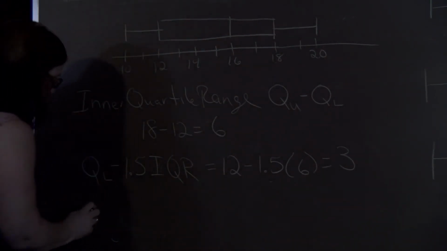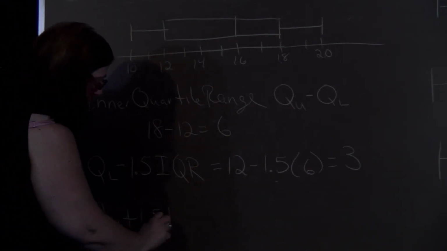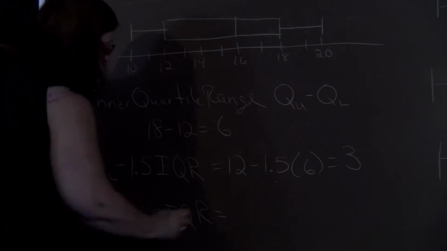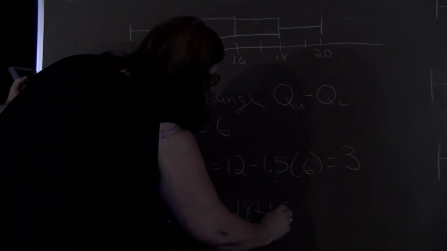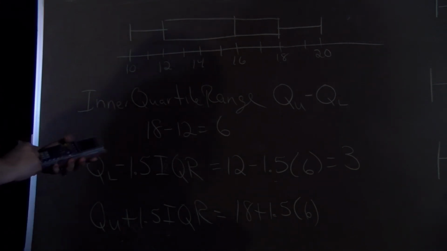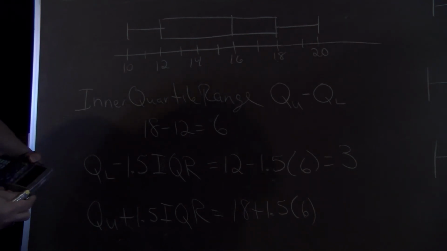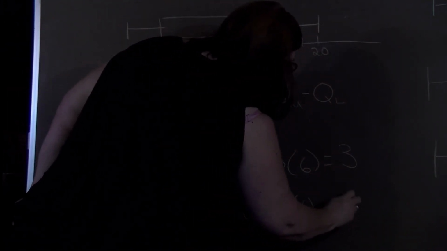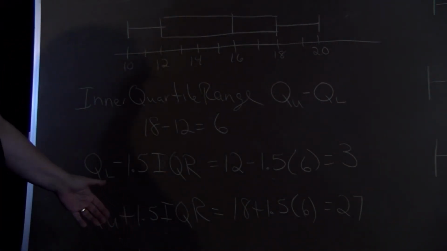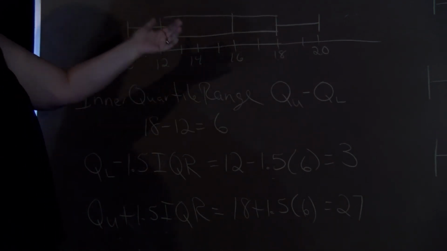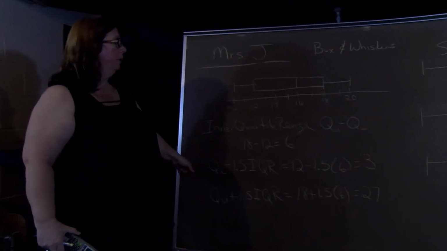To find the upper ones, you take the upper quartile and add 1.5 times your interquartile range. So in this case, it would be 18 plus 1.5 times 6. And you get 27. So anything above 27 would also be an outlier. A lot of times outliers, you want to take them out and redo your data. You want to double check they weren't typed wrong, things like that. And so it's important to know those outliers.